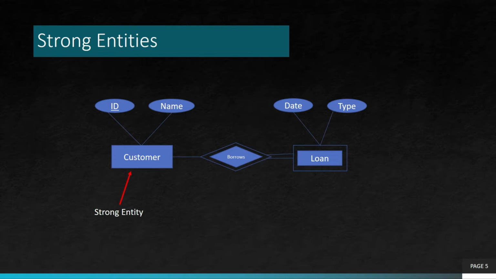They are typically represented in an entity relationship diagram by a rectangle with single borders. So in the next lecture, we're going to be taking a look at attributes.